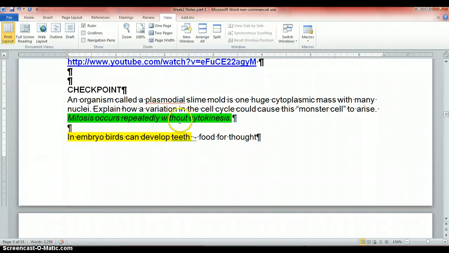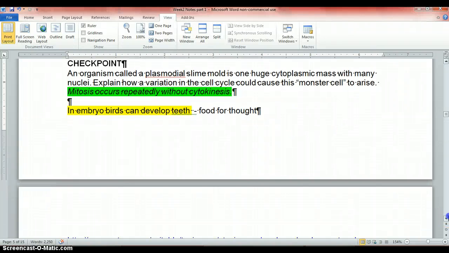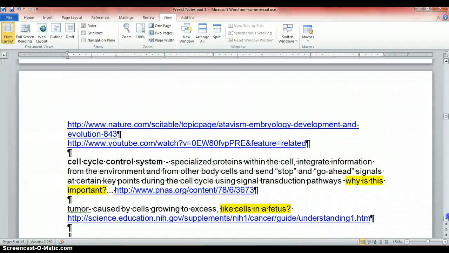It's fun. In embryo, birds develop teeth. Let's just think about the development. If you look at embryonic development, especially for humans or other species, you can kind of see their evolutionary past appear and then disappear. Some fun videos.